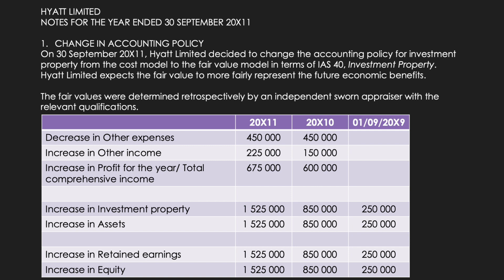We then get an increase in investment property of 1,525,000 Rand. How did I get that? Well, you can calculate it as seen in the slide before this one, or you can go and take the 850,000 Rand increase in investment property from 2010 and add the increase in profit for the year of 675,000 Rand. That would then give me the 1,525,000 Rand. The same applies to the increase in retained earnings. That is then the change in accounting policy note for Hyatt Limited.